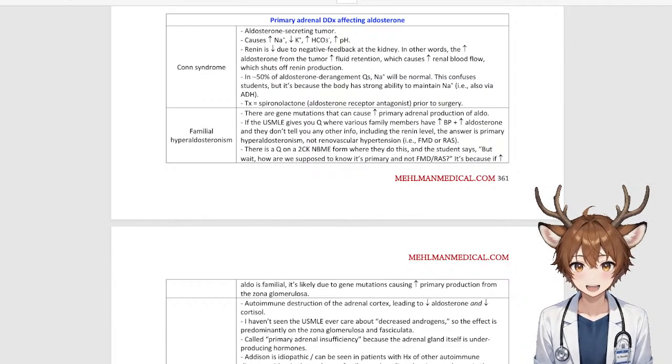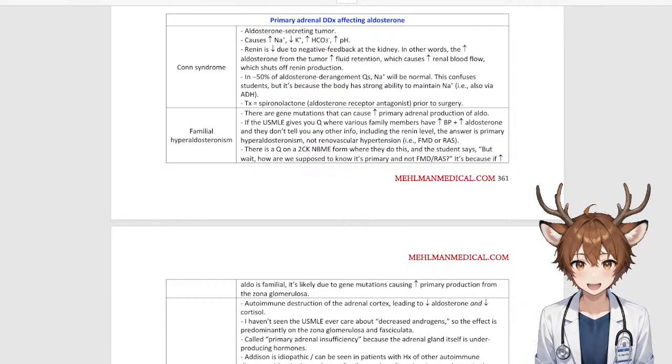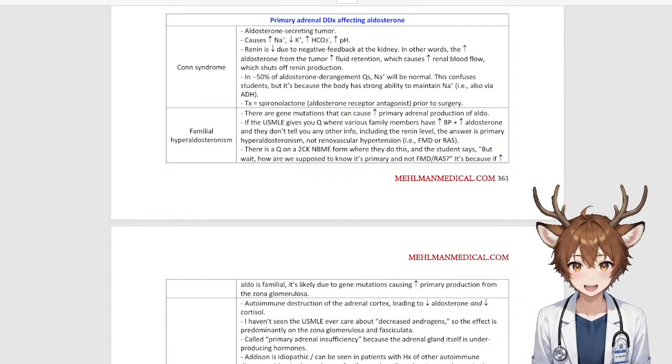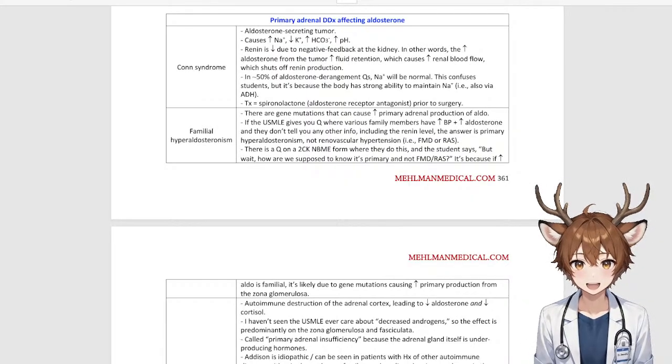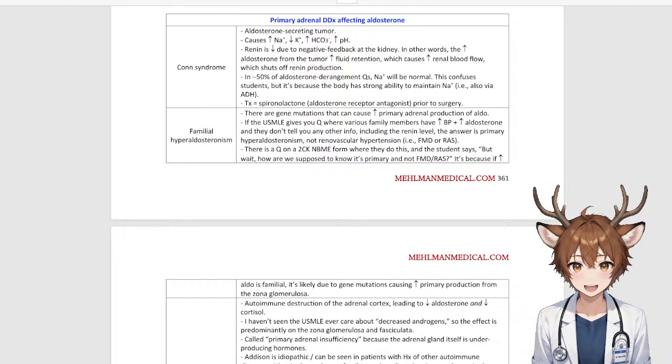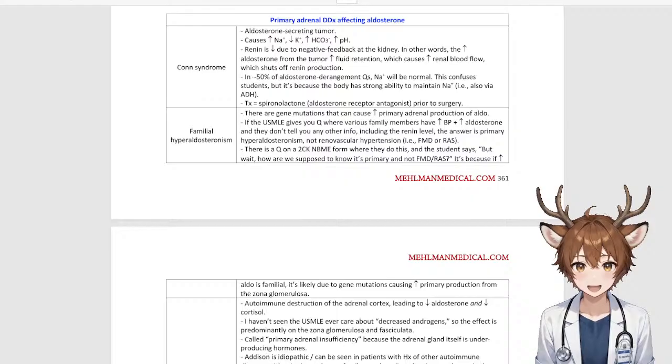In 50% of aldosterone derangement questions, sodium will be normal. This confuses students because the body has a strong ability to maintain sodium, that is to say, also via ADH. The treatment would be spironolactone, an aldosterone receptor antagonist, prior to surgery.